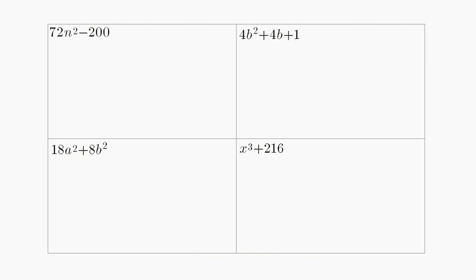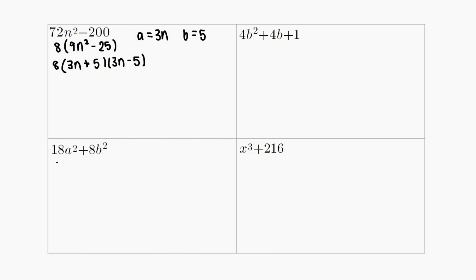Let's start by grouping out an 8, a common factor. This gives us 9n squared minus 25. And here we have the difference of squares. So a is going to be equal to 3n and b is equal to 5. So this gives us 8 times 3n plus 5 times 3n minus 5.